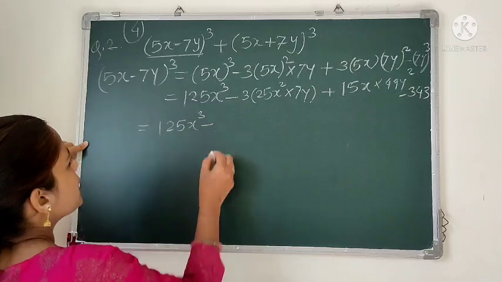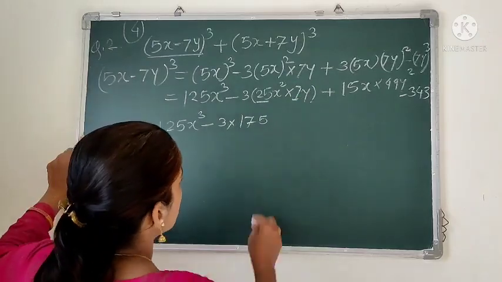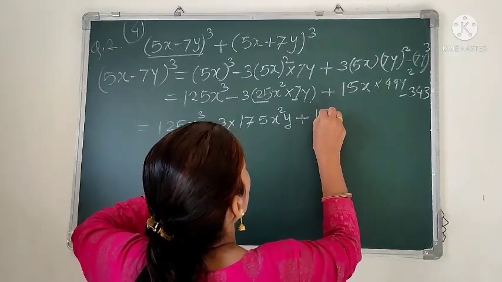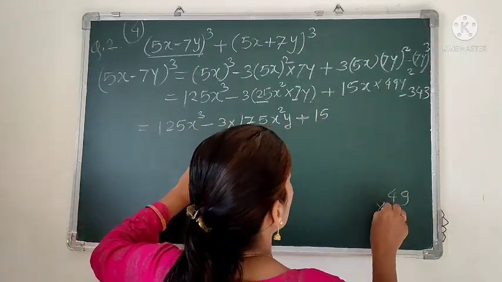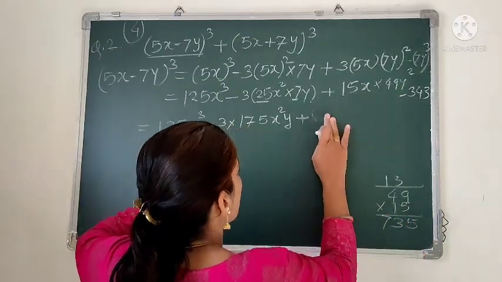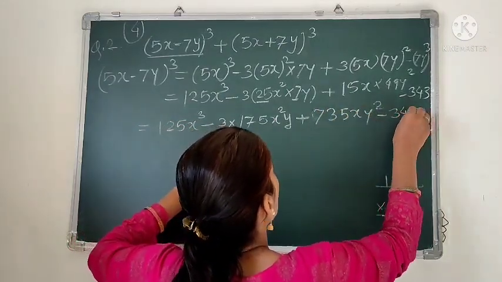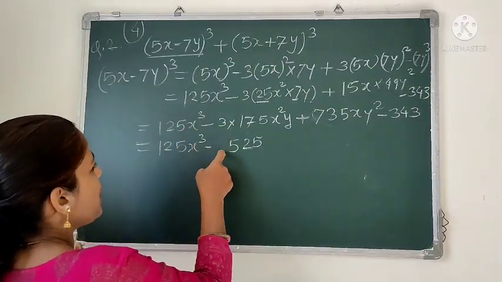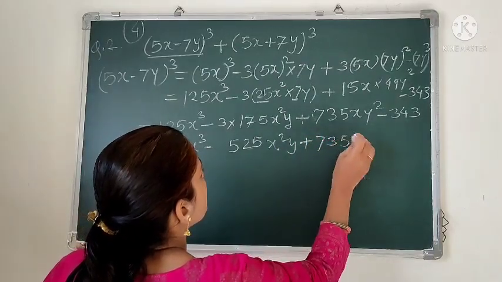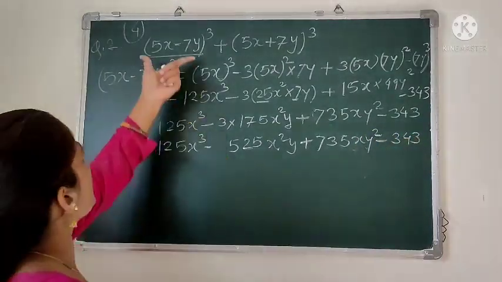125x cube minus 3 into 175, 25 sevens are 175, x square y plus 15 into 49, we will do here, 735, 735xy square minus 343. Answer is 125x cube minus 525x square y plus 735xy square minus 343. This is the expansion of the first term.